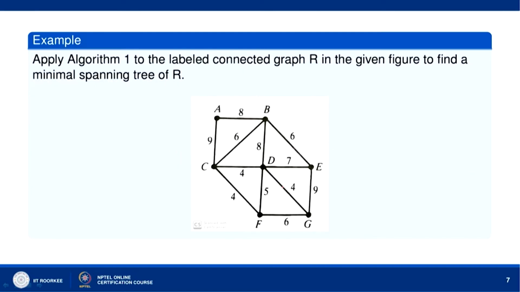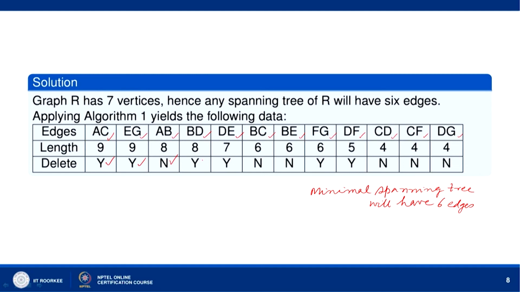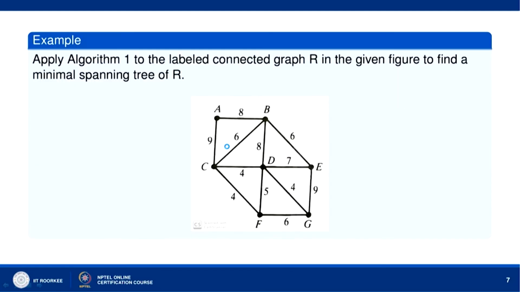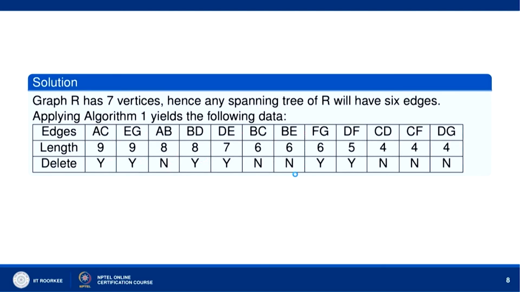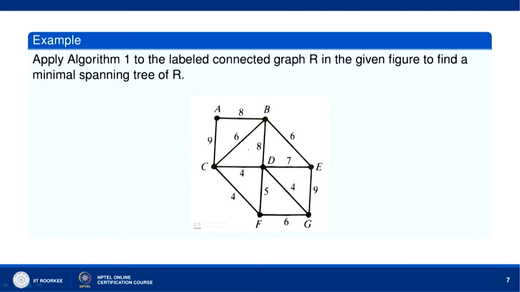Then BD, can we delete BD? B here and D here. We can delete BD, the graph does not become disconnected. So, yes. And then DE, can we delete DE? Yes, we can delete DE, the graph is not disconnected. So, yes.